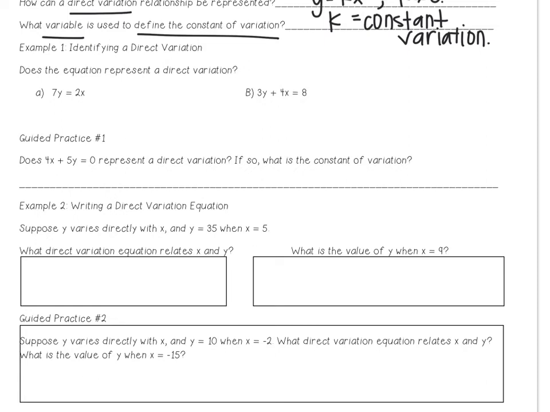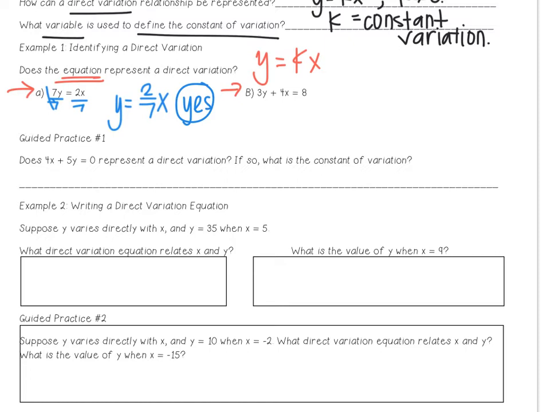For example 1, identifying a direct variation. From an equation, you want it to be in the form y equals kx. So we're going to force A and B to look like y equals kx if we can. If we can't force it, it's no. So for A, we have to get y by itself, so we're going to divide by 7. And we get y equals 2/7 x, which happens to be in the form y equals a number times x, so the answer is yes.